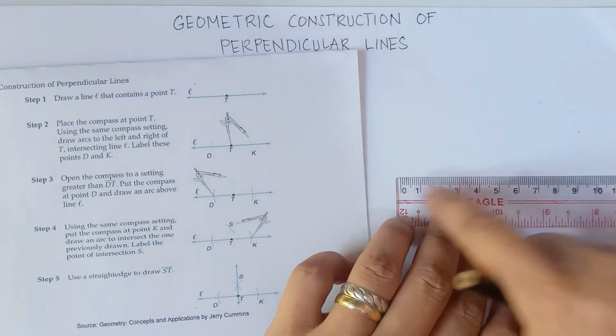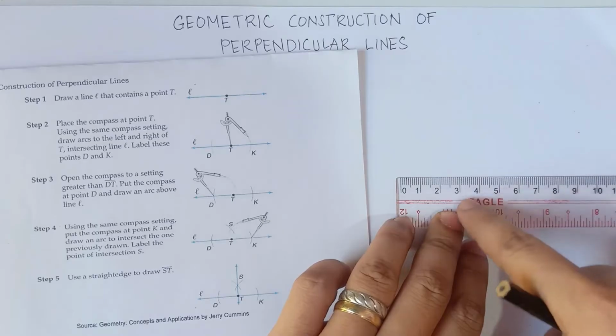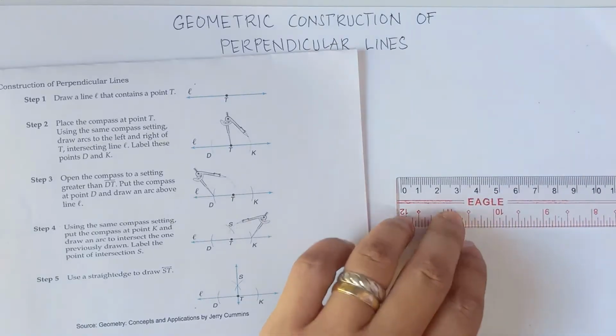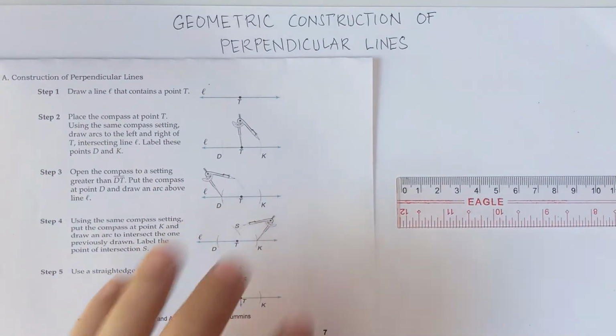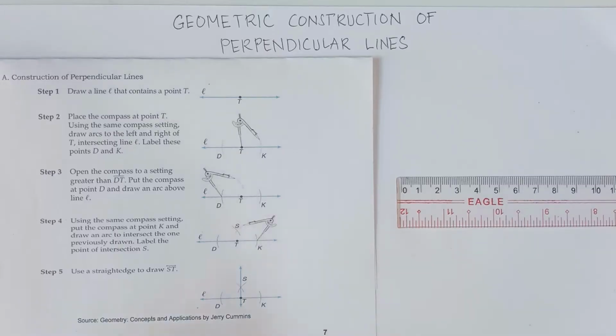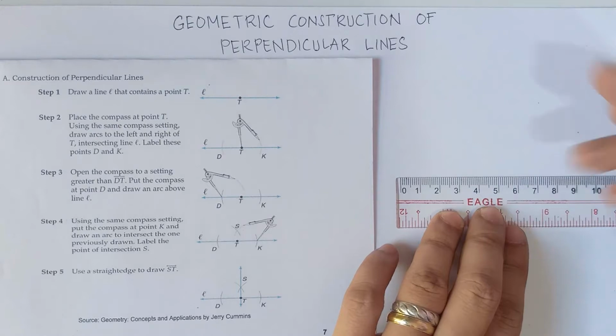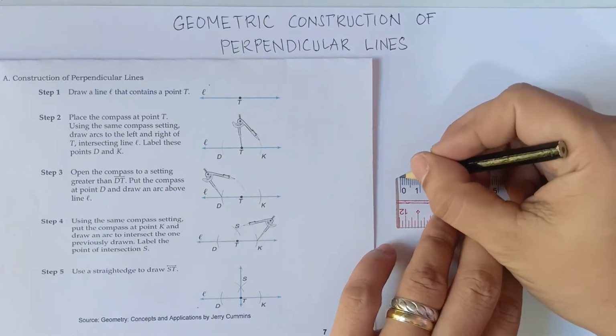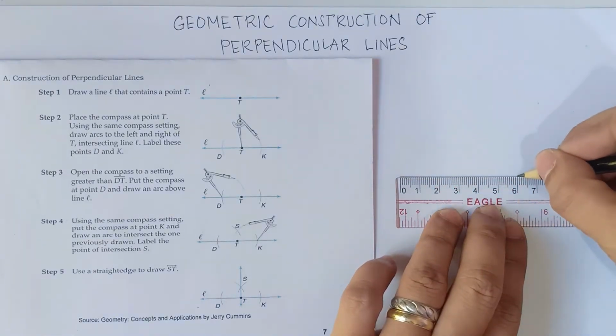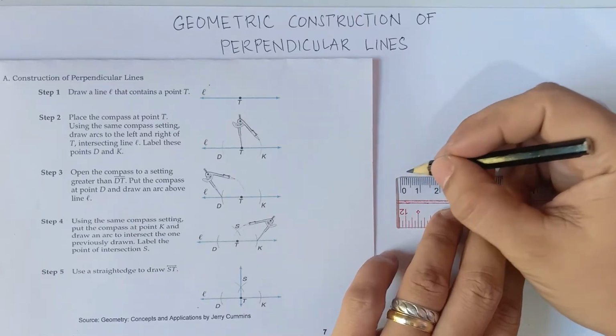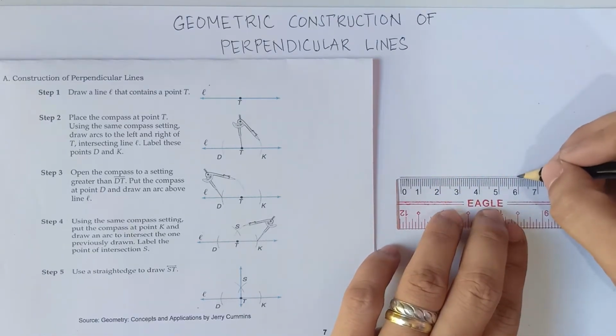These are centimeters: 0, 1, 2, 3, 4, 5, 6. Once again class, it's up to you. You can have 8 centimeters or 5 centimeters. On my end, let's have 6 centimeters for our horizontal line.